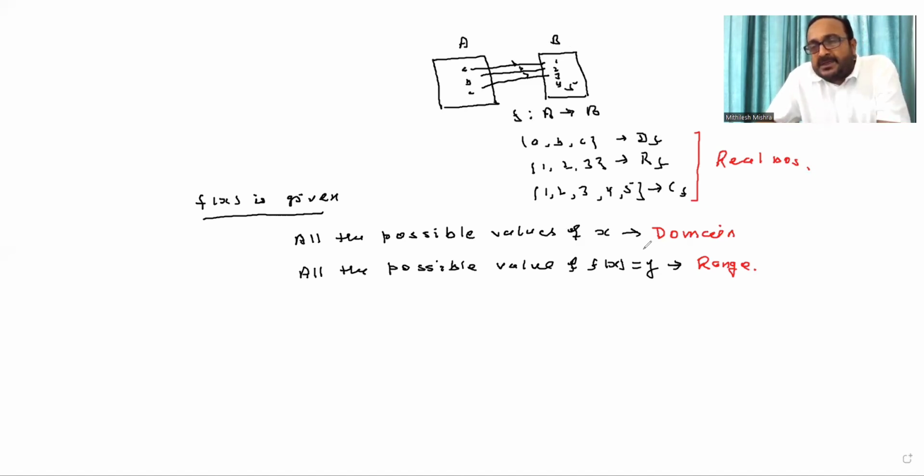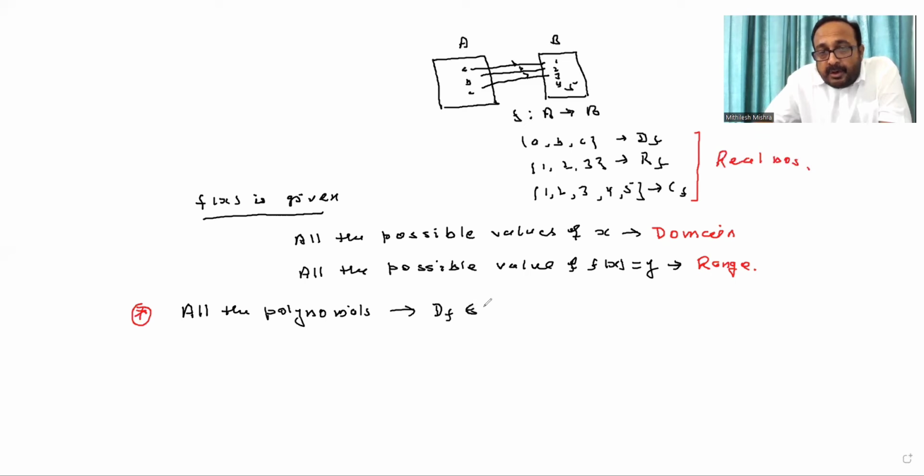If you remember these points, and set them up in your mind, naturally all the problems of domain and range will be solved. Okay? At first, remember the first point: all the polynomials, do you know the polynomial? It's from class 8. All the polynomials have domain belonging to all the real numbers.